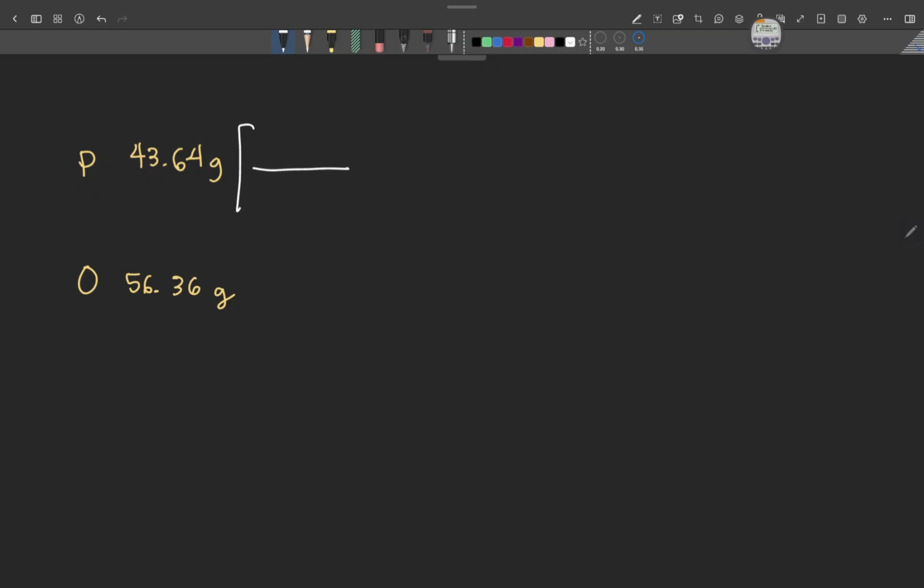Next step is to multiply this by its molar mass. So gram and then mole, and then this one is gram and then 1 mole. This will be coming from the periodic table. So oxygen is 16, phosphorus is 31. Okay, let's solve.